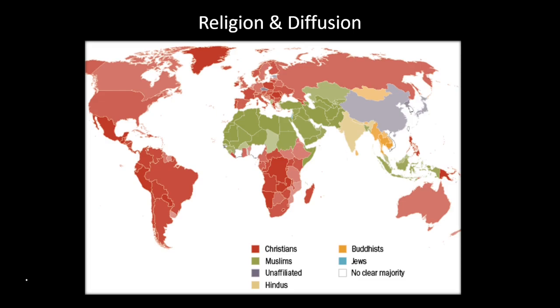So here we have a map, and I really recommend just kind of memorizing the map in your head, not knowing every single country specifically, but just kind of looking at the map or just envisioning it in your head a little bit. So let's look at this. We see a lot of red. What is red? That is Christians.